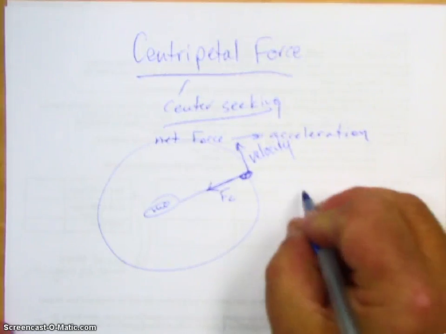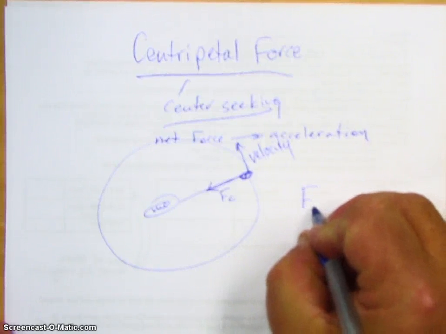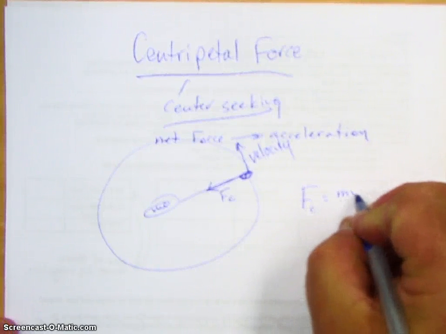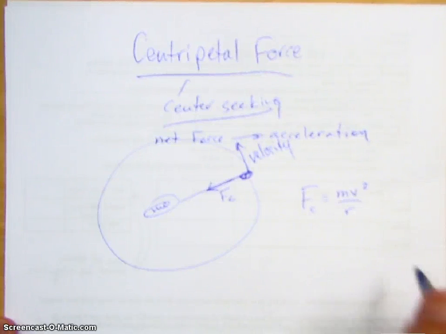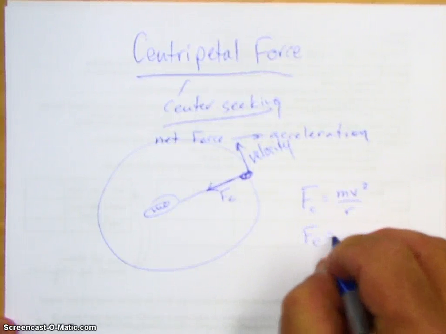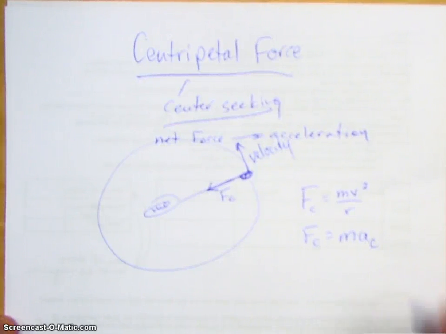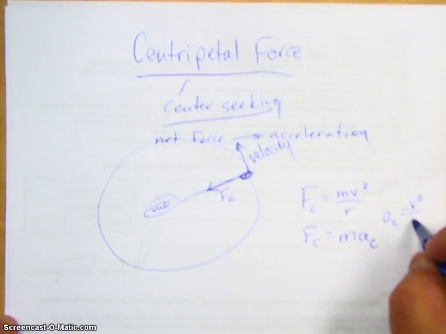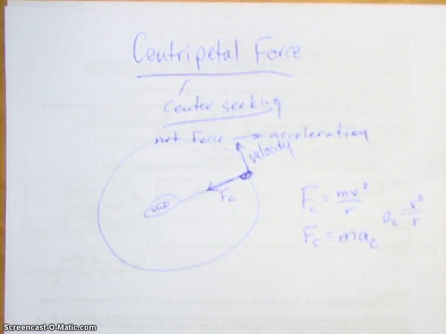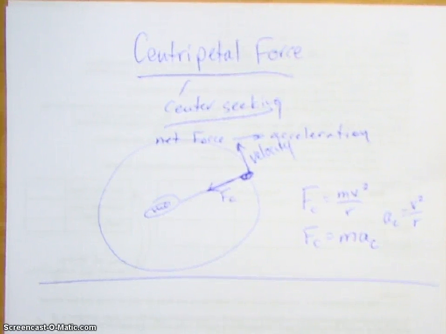Now let's go through equation-wise. The centripetal force is equal to mv squared over r. Really, that's nothing more than m times centripetal acceleration. Centripetal acceleration is equal to v squared over r. So you can be moving at a constant speed and still accelerating. It's important to understand that.